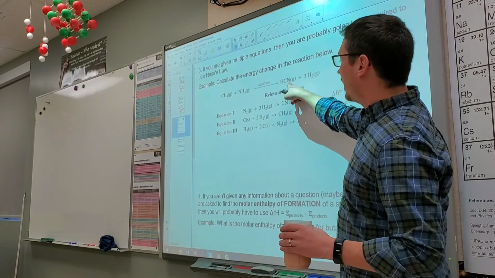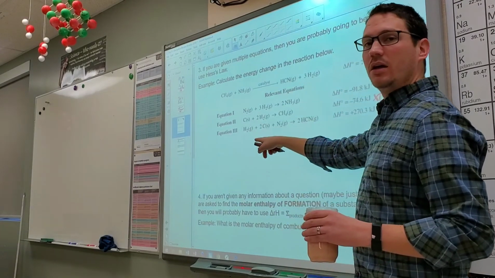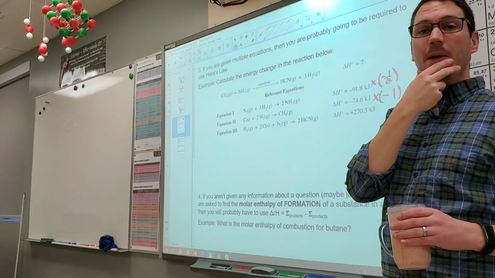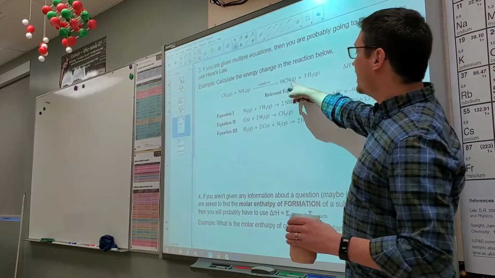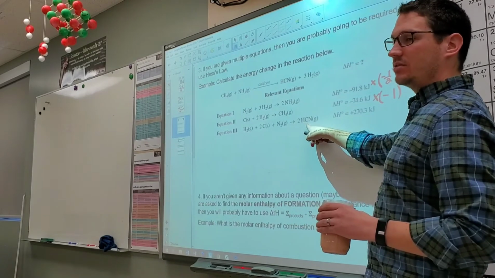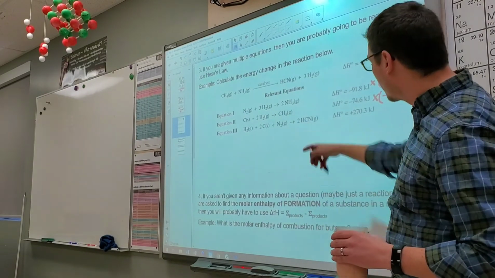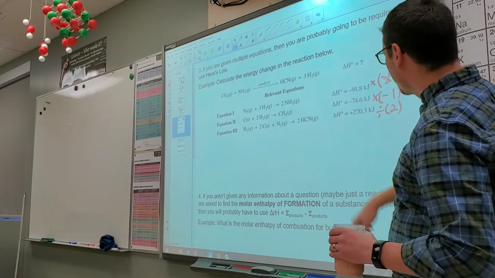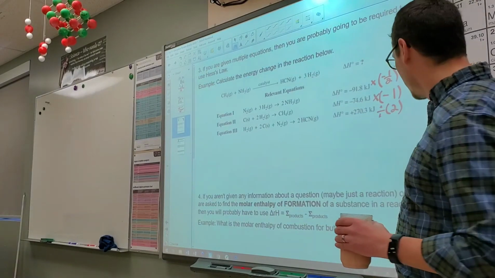HCN. What if I divided the top equation by 2? That's cool? By -2? That's fine. Yep. HCN you find in the last equation, so what do you have to do? You have to divide that by 2, right? You don't have to flip it at all, you just have to divide it by 2.